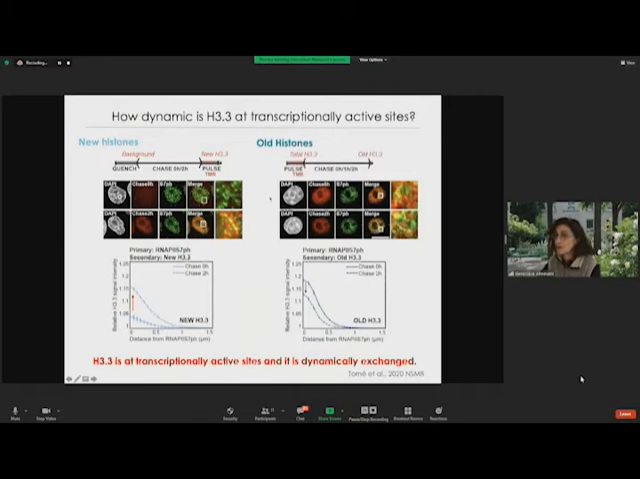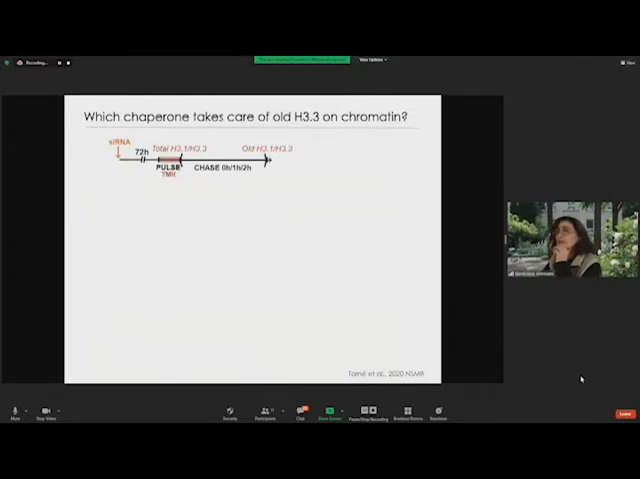Now if we do the same thing for old histones, what we see is just the opposite. We see a loss of old histones. This is indicative that there's a dynamic exchange: you get new histones and you lose some of the old ones. So now the question is, which chaperone takes care of this old H3.3 on chromatin?